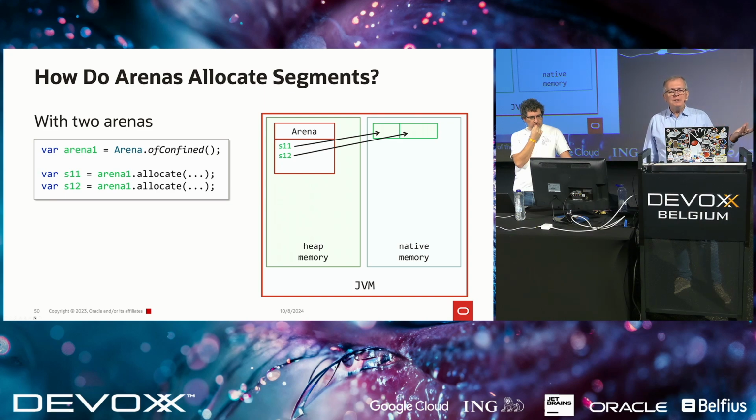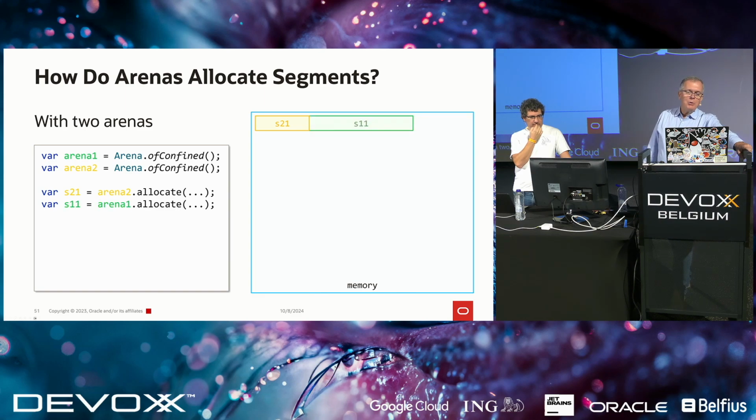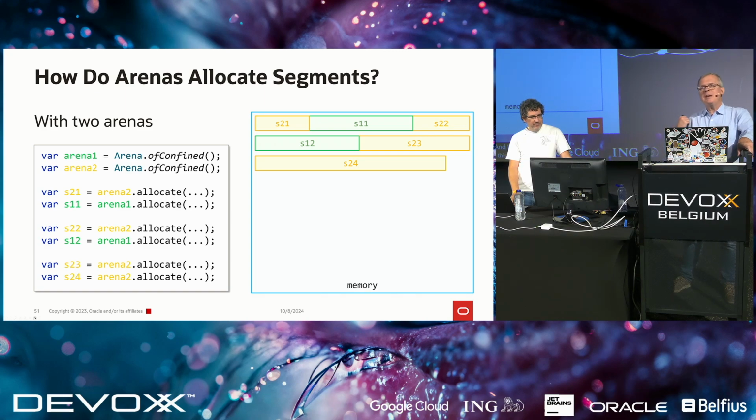But then if you have 2 competing arenas on the same off-heap memory, you create these 2 arenas, and then with the arena 2, you create a first memory segment, and then another memory segment with the other arena, and then another memory segment with the second arena, and then another with the first, and then another one with the second. This is the demo we showed you. This is what is happening in memory. All the memory segments are allocated just one after the other. And there is no difference from one arena to the other, because this is how the API is working.